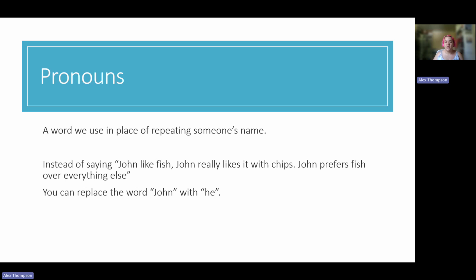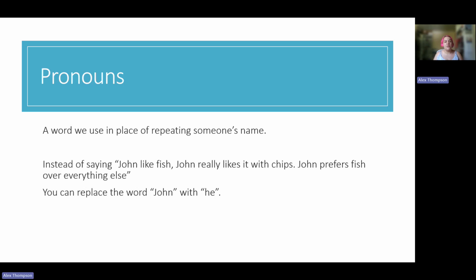So a pronoun is a word we use to replace someone's name. The example we've got here: John likes fish. John really likes it with chips. John prefers fish over everything else. Once you've said their name once at the beginning, John likes fish, you can then replace it, in this case with he. He really likes it with chips. He prefers it over everything else. And it actually gives it a much better flow. We can repeat pronouns without it sounding as repetitive.